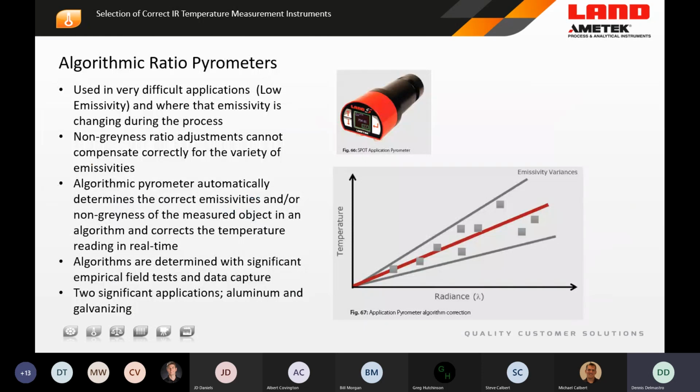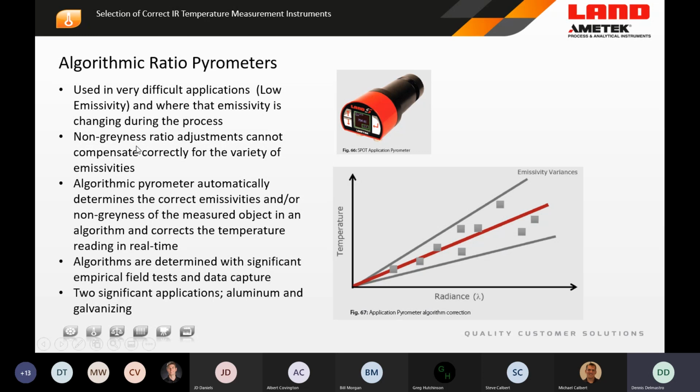Now, another type of pyrometer we have is called an algorithmic ratio pyrometer. These are used in very difficult applications where you have low emissivity and where that emissivity is changing during the process. Let's just take a galvanizing line where it's wetted with zinc. As it proceeds downstream, it dries. So the surface conditions are changing. So the emissivity is changing.